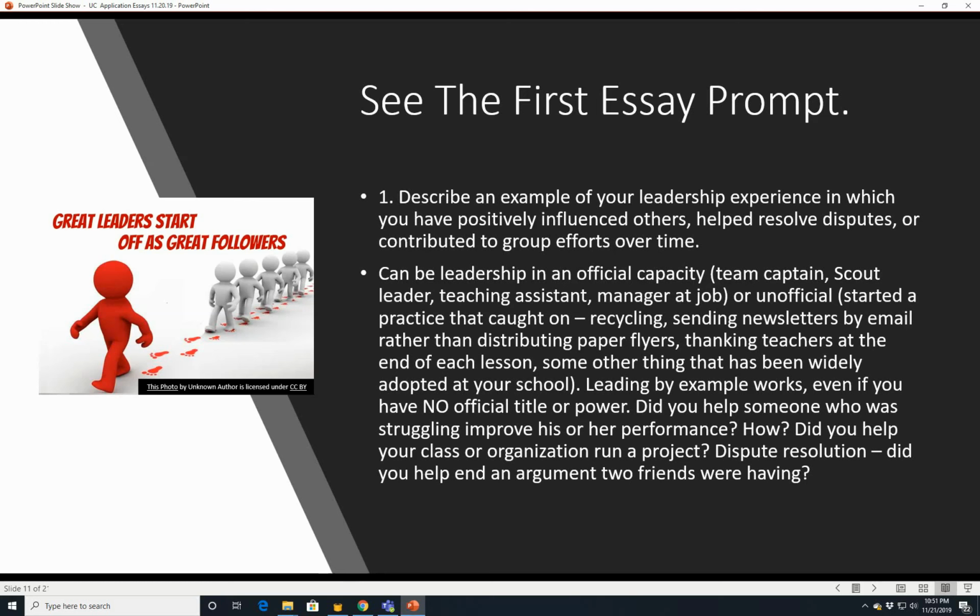If you're a good follower and you contribute to the group, you'll be a good leader because you'll know what has to happen when you're leading. It could be leadership in an official capacity, if you're the team captain, a scout leader, teaching assistant, or manager at a job, or unofficial, if you just started a practice that caught on: recycling, sending newsletters by email rather than distributing paper flyers, thanking teachers at the end of each lesson, some other thing that's been widely adopted at your school.